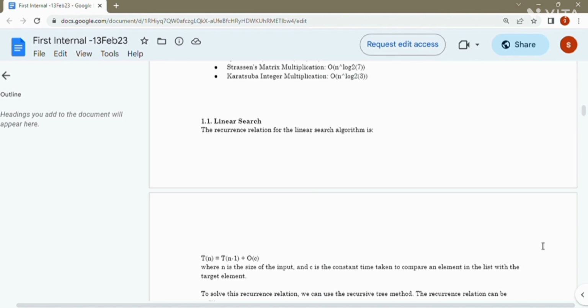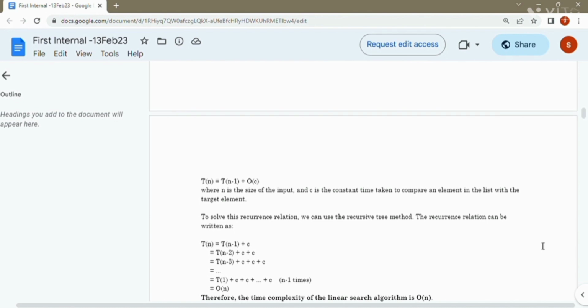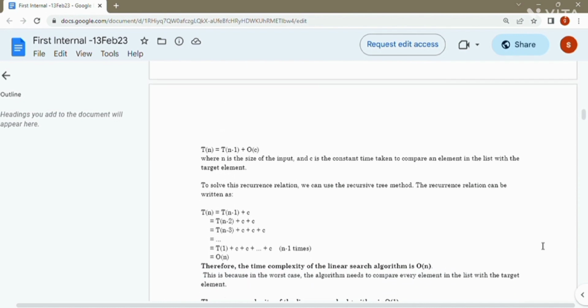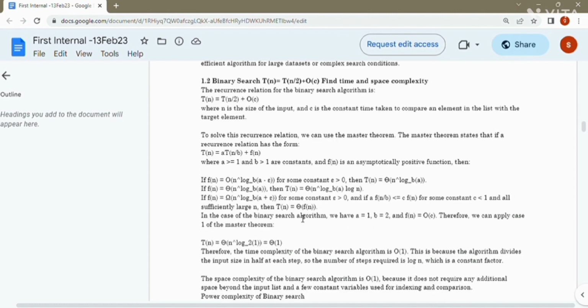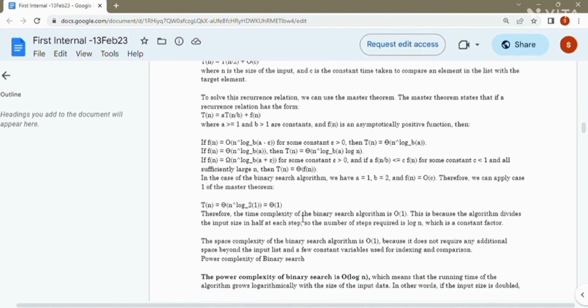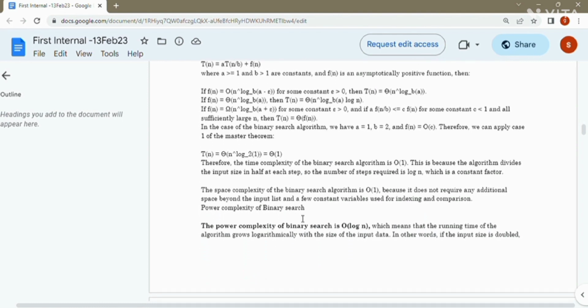Linear search: the recurrence relation of linear search is given. We solve this recurrence relation with Master's theorem and calculate the space complexity as order of 1, power complexity as order of n, and time complexity as order of n. Next is binary search. Its recurrence relation is given and its calculated complexities are: time complexity is order of 1, space complexity is also order of 1, and power complexity is order of log n.